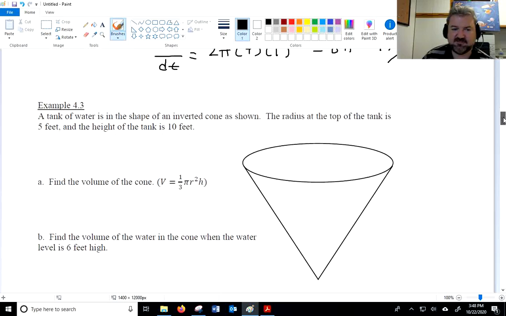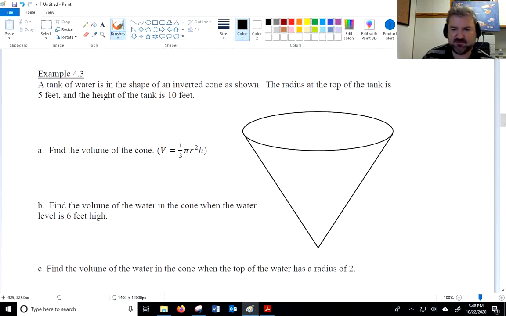All right, let's look at another one. A tank of water is in the shape of an inverted cone as shown. The radius at the top of the tank is 5 feet. So let's label that. The height of the tank is 10 feet.